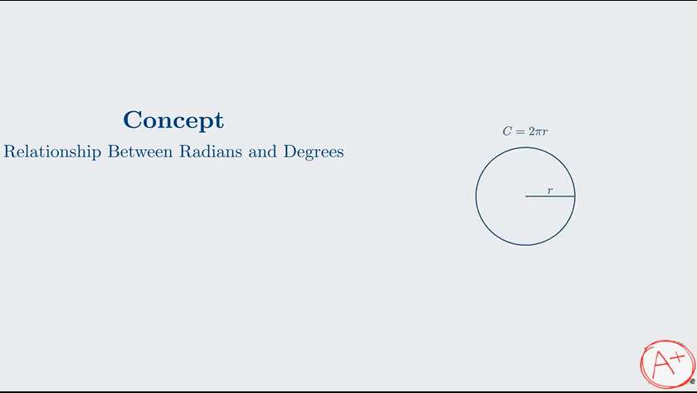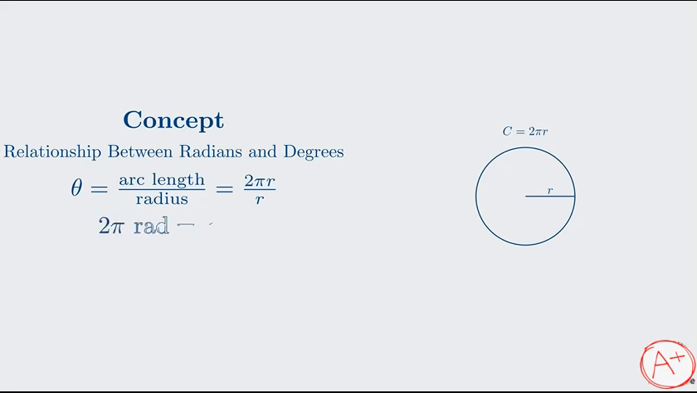To work effectively in Cambridge 9709, you must be able to switch between radians and degrees instantly. Let's derive the relationship using a full circle. The circumference of a circle is given by c equals 2 pi r. Since a full revolution corresponds to an arc length equal to the circumference, we can find the total angle in radians. When we divide the circumference by the radius, the r terms cancel out, leaving us with 2 pi radians for a full circle.